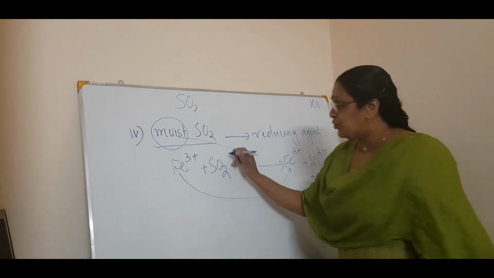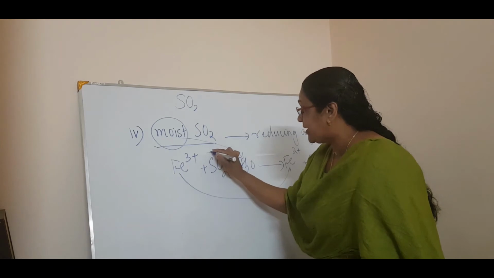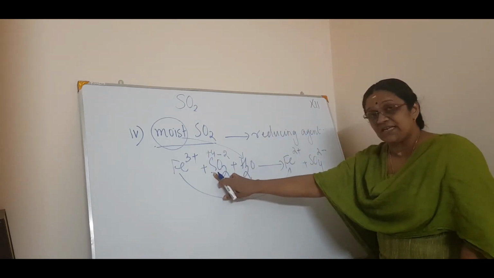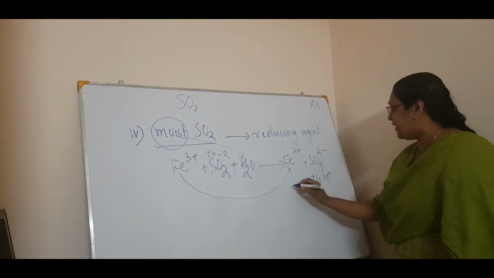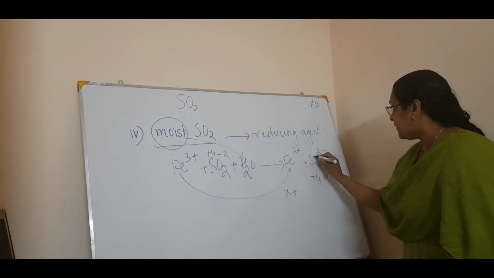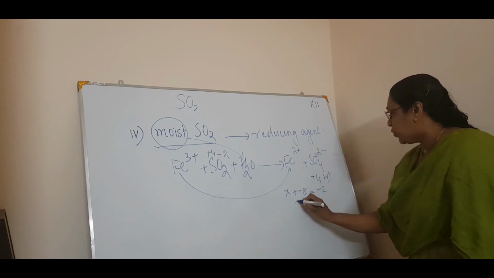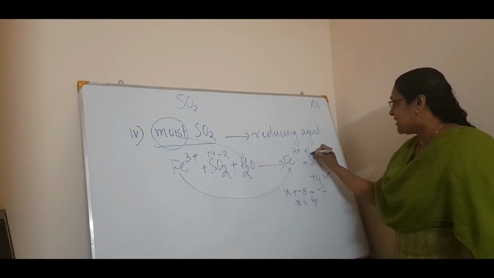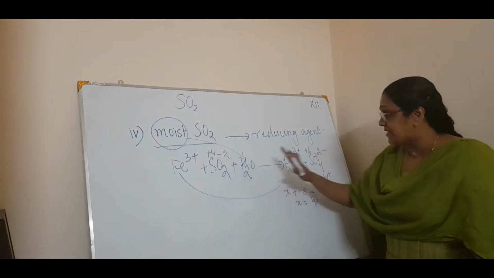Now what about SO2? Listen, I will talk about the oxidation number. Minus 2. So it is plus 4. And it must be oxidized, right? It must be oxidized. So this plus 4 will be increasing. So for SO4 2 minus, you will have X plus minus 8 is equal to minus 2. So X is equal to 6. So from plus 4 to plus 6, oxidation number increases, thereby sulfur dioxide gets oxidized.